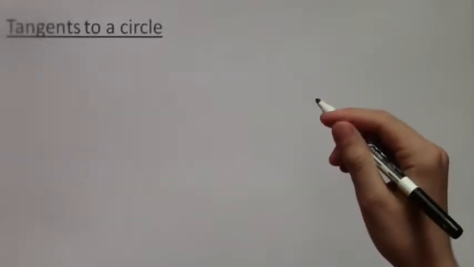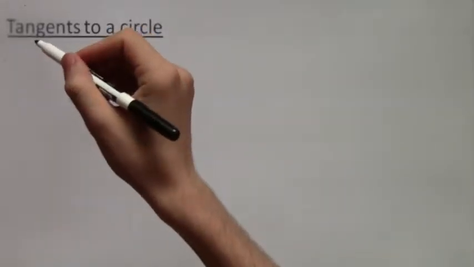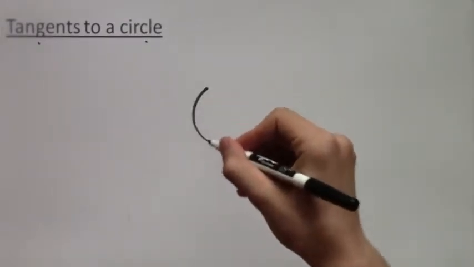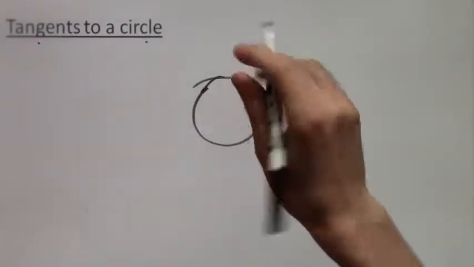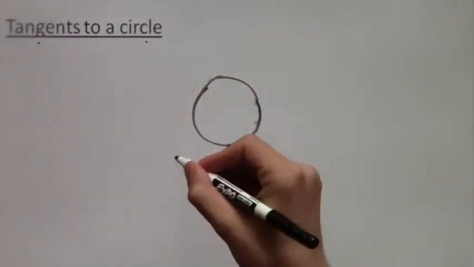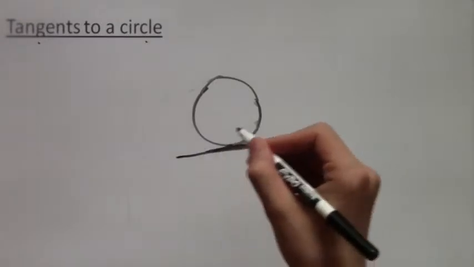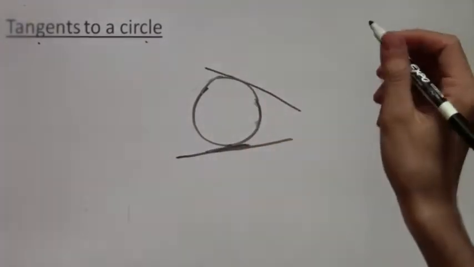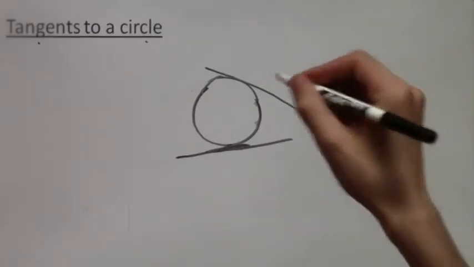In this video lesson, we learn about the tangents to a circle. So here we have a circle, and now I'll explain what a tangent is first of all. A tangent is a line that intersects with a circle exactly at one point. So like these two lines I just drew are tangent lines to the circle.